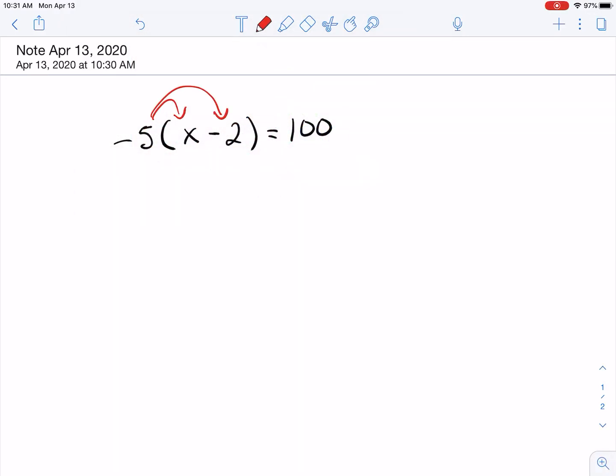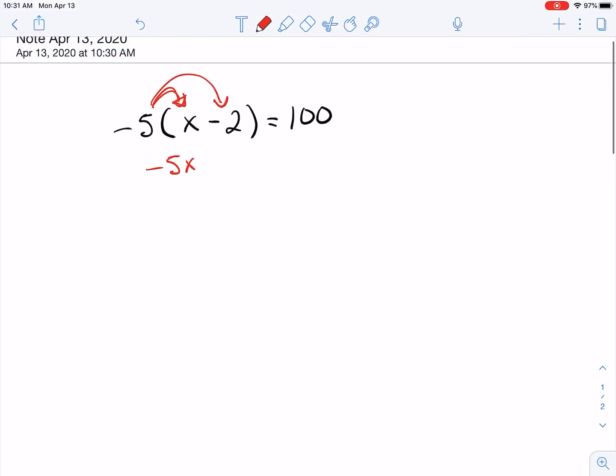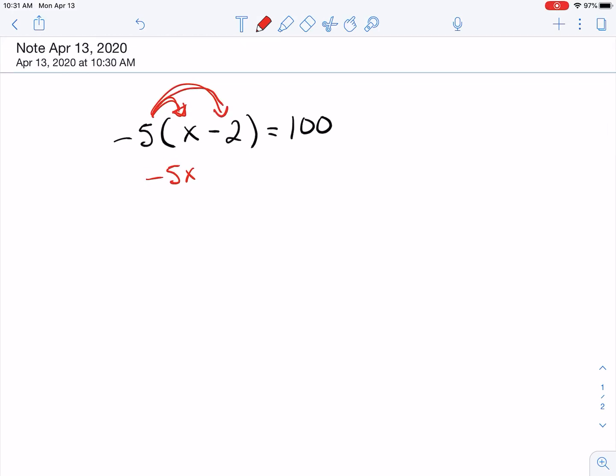Okay, the second thing I would do is my first rainbow, which is -5 times x. And directly below, I would write -5x because the number sticks to the letter. And since this is positive, we're good to keep this negative. Okay, so -5 times -2 is +10. So that's important to write right down below, and then equals 100.